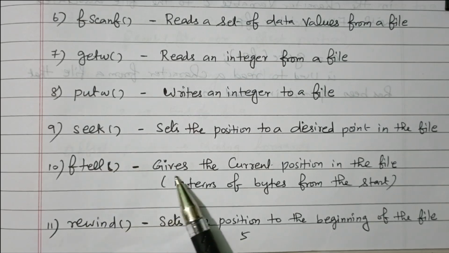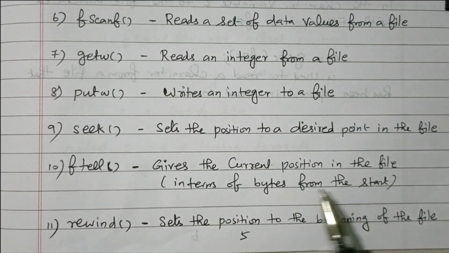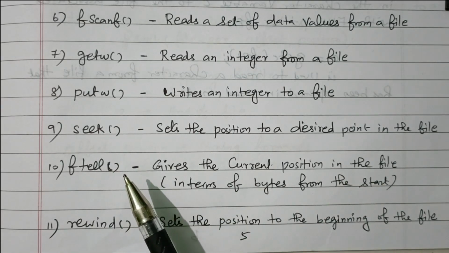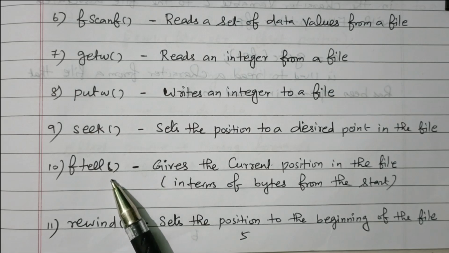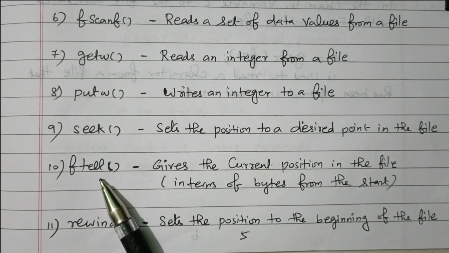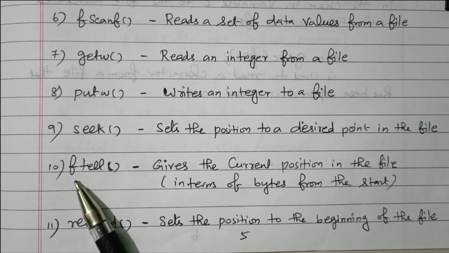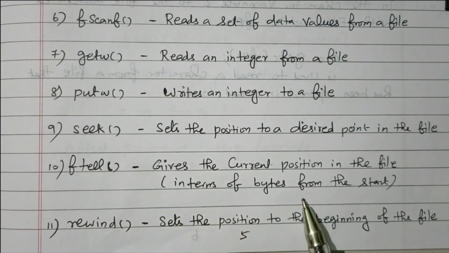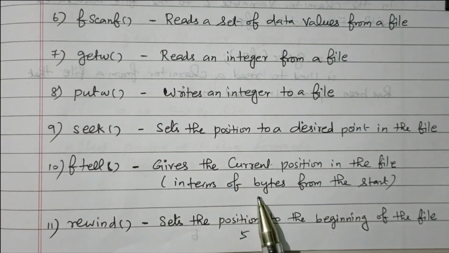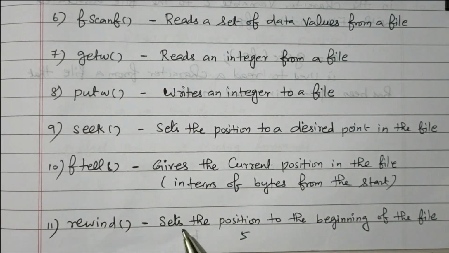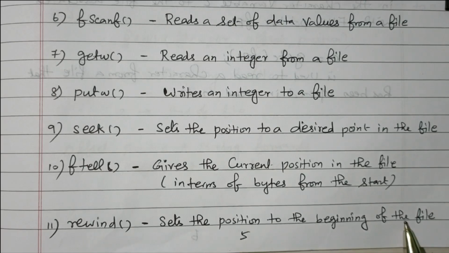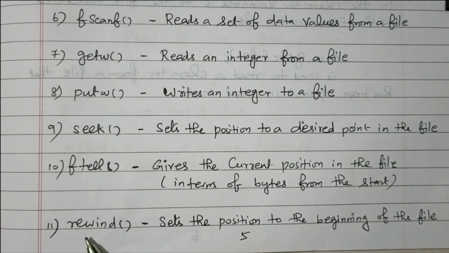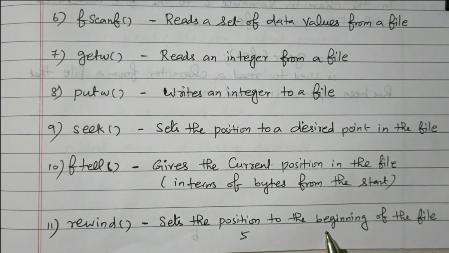ftell gives the current position in the file. While writing the data one by one, it writes at the last position. If you read the data, the cursor goes somewhere else. Where the cursor is currently available, we can find using the function ftell, which gives the current position in terms of bytes from the start. Then rewind sets the position to the beginning of the file. Whatever the position, if you want to start from the beginning, you can use rewind.